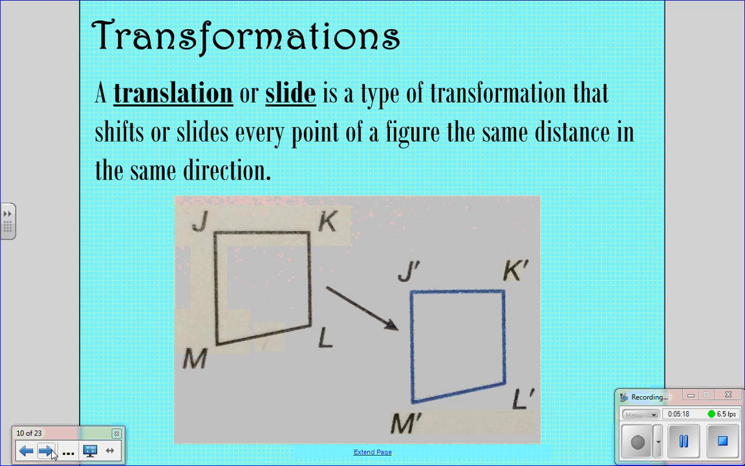So a translation or a slide is a type of transformation that shifts or slides every point of a figure the same distance in the same direction. So you basically take your figure and it just gets pushed over to here. And we pushed it by the length of this arrow, or the direction of that arrow. Okay?